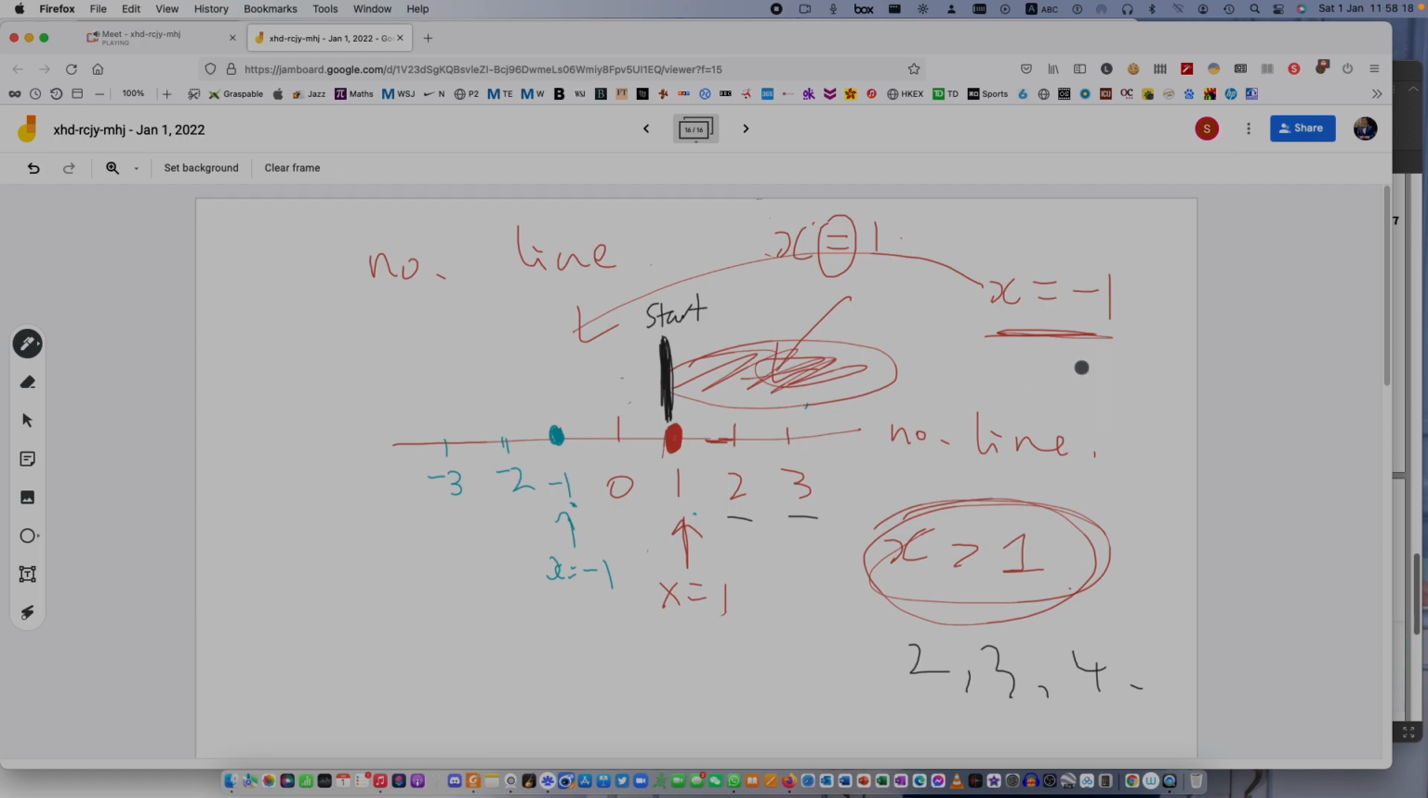Are you clear? By the way, there is no equal sign here. So when there is no equal sign here, you cannot use a solid dot. You are not supposed to use a solid dot. You are supposed to use a hollow dot. Okay, let me erase some of this first.